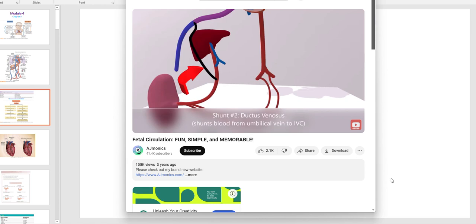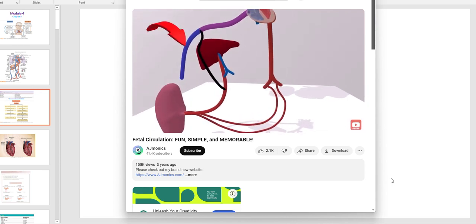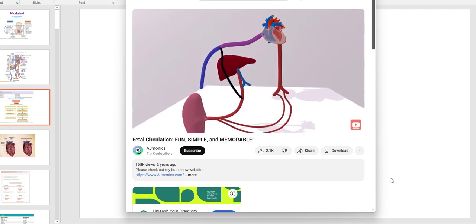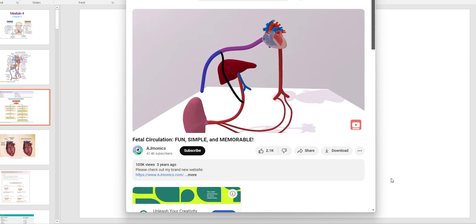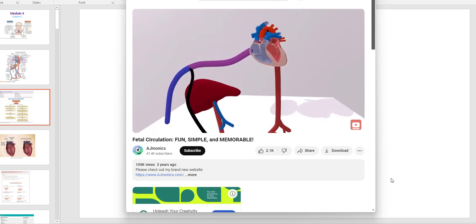The oxygenated blood in the ductus venosus joins with the inferior vena cava over here. The inferior vena cava, of course, is deoxygenated, as it brings deoxygenated blood from the legs and the feet. And so the ductus venosus and the inferior vena cava come together. The oxygenated blood from the ductus venosus and the deoxygenated blood from the inferior vena cava mix. And there we have mixed blood in the inferior vena cava, and it goes into the right atrium.